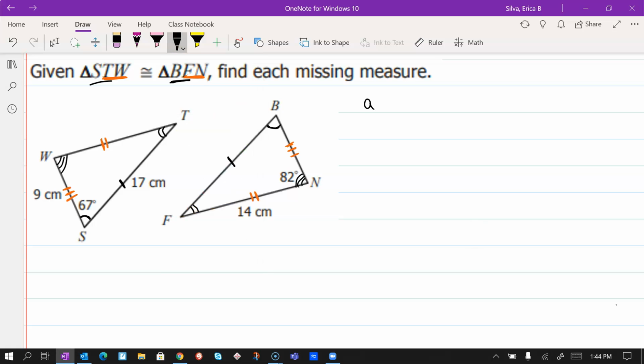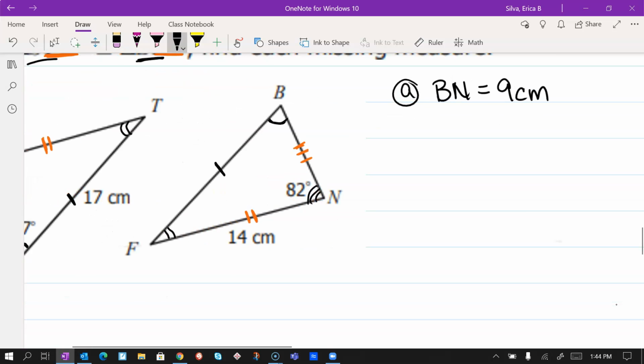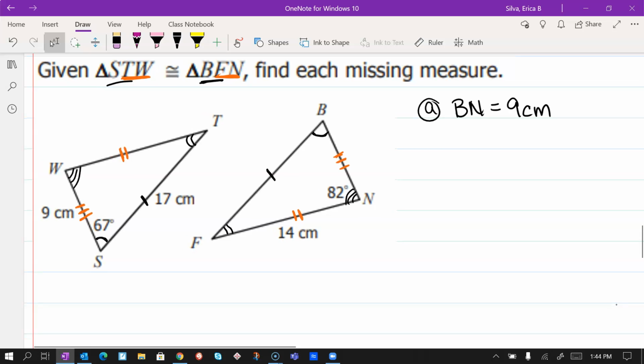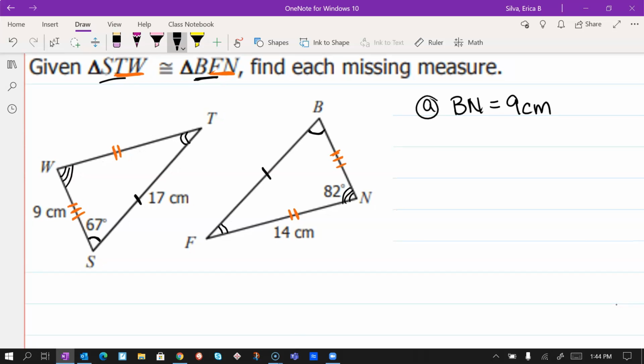So for A, we're going to look for the measurement of BN. Now, if you look at BN, we don't have that measurement anymore. We're now using an equal sign because now we're looking at actual numbers. This triangle, on the other triangle, this one has 2 tick marks. So what's my measurement? 14 centimeters.